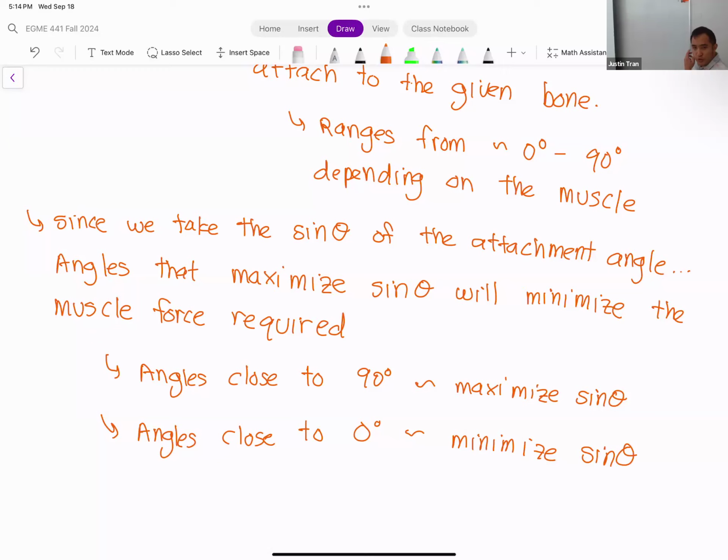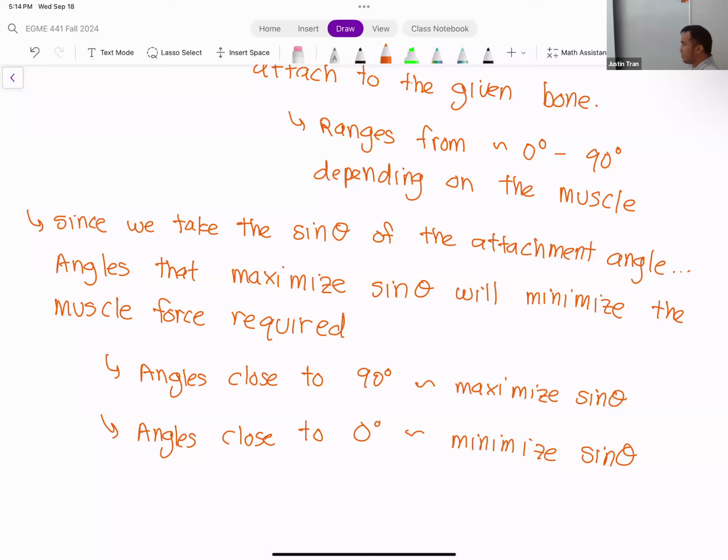Generally speaking, when muscles attach at an angle close to 90 degrees, that minimizes the amount of force required from your muscles to do certain tasks. But an attachment angle of 0 basically means the muscle acts almost parallel to the bone it attaches to, so those muscles are going to need to work pretty hard to generate a moment.